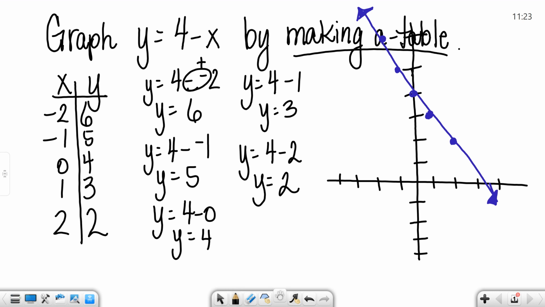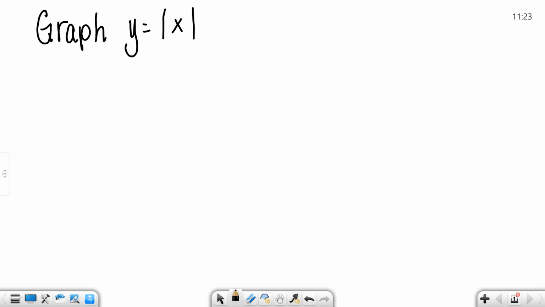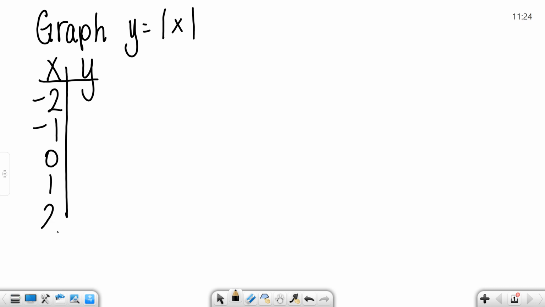Now, all of our graphs aren't going to be lines, and you may not recognize what they're going to be until you actually make your table and plot your points. All right, so this is graph y is equal to the absolute value of x. Now, some of you may know what that looks like. If not, that's okay. We are going to make a table. Anytime we're asked to graph something, we can make a table. I'm going to use those same x values again.